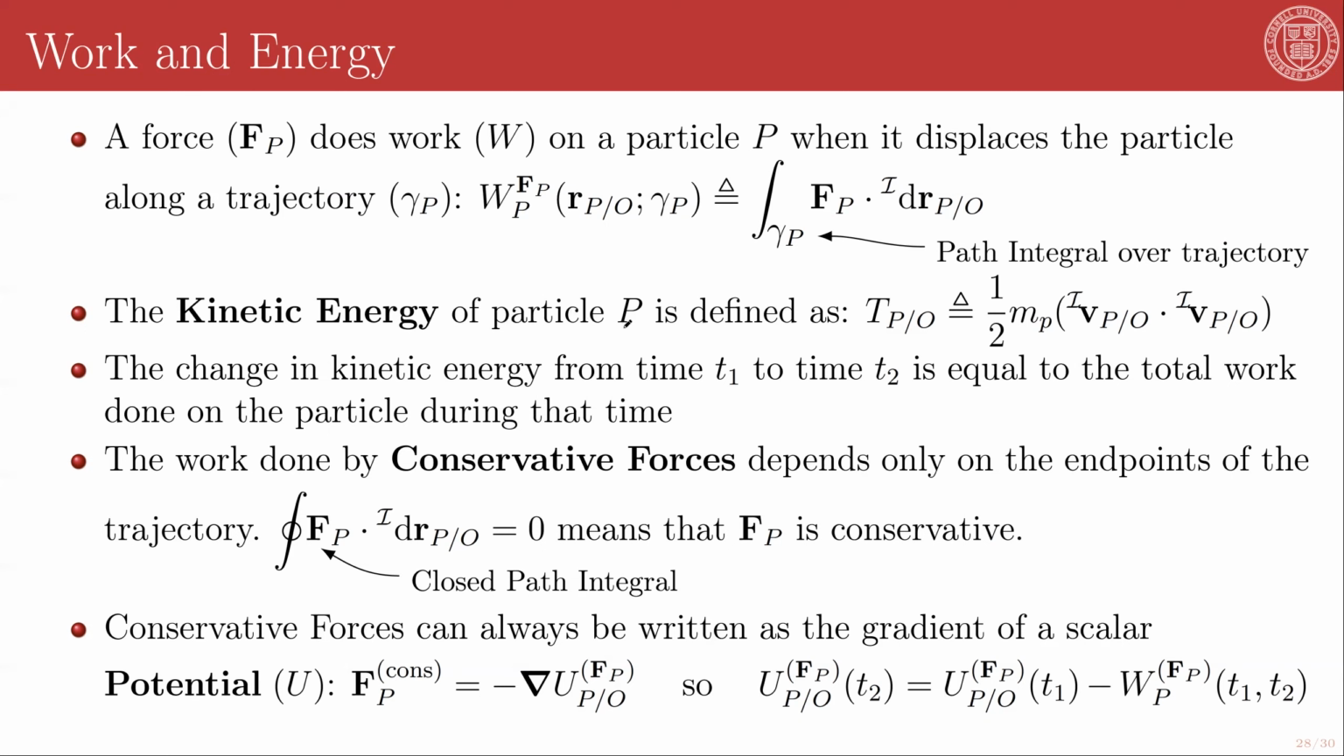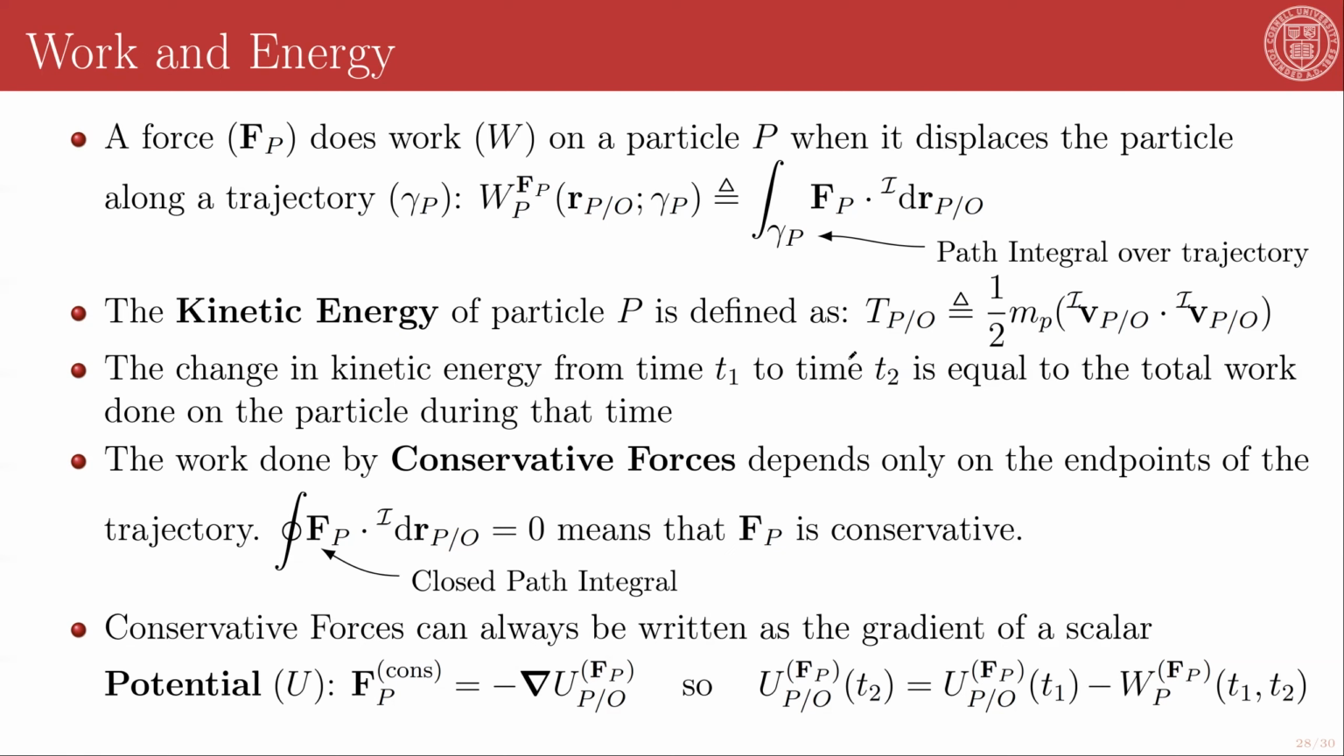The kinetic energy of a particle is going to be defined as half the mass of the particle times the norm squared of the velocity. So the velocity vector dotted into itself. Again, this is a scalar quantity, but it has to be generated as a function of the inertial velocity. So you still can't get away from being careful about inertial frames and what frame you differentiate with respect to get your velocity, even when you're using energy methods. The change in kinetic energy between times t2 and t1 is going to be equal to the total work done on the particle during that time.